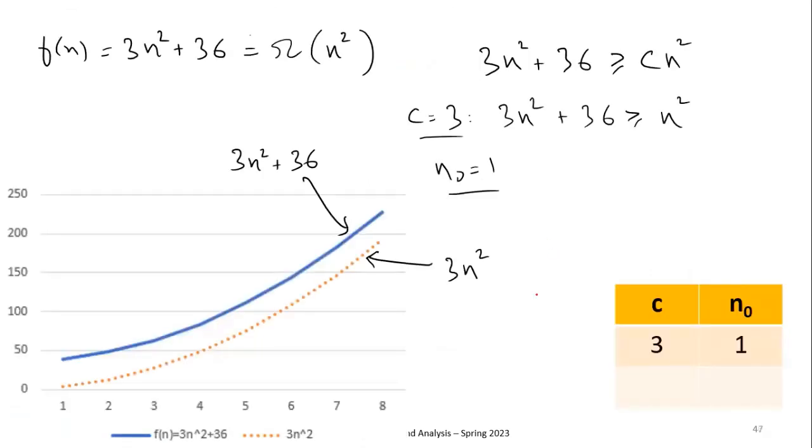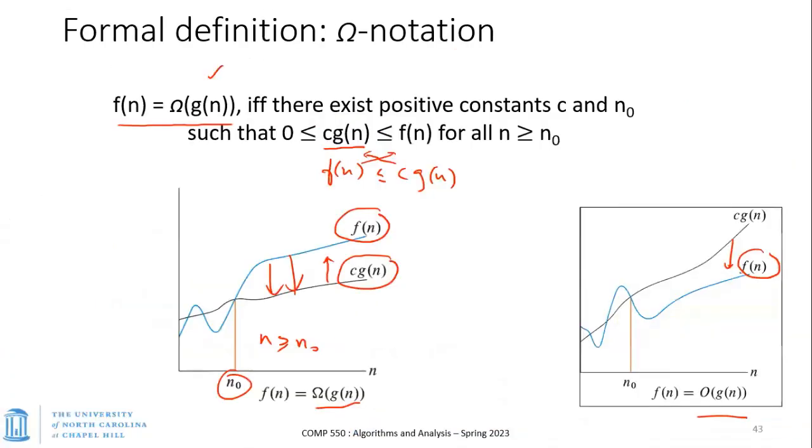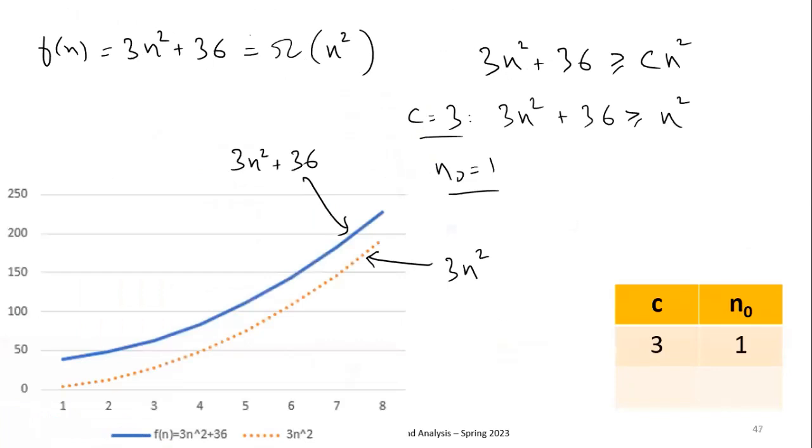Okay. So here's a plot of 3n squared, and you can clearly see that for all values of n greater than or equal to 1, this condition is trivially satisfied. In other words, 3n squared is actually smaller than f of n, right? So this particular case is satisfied, that C g of n is smaller than f of n.